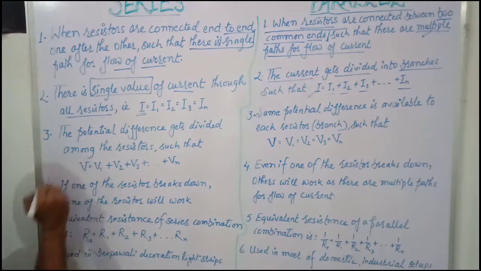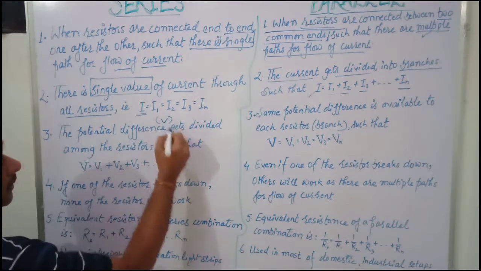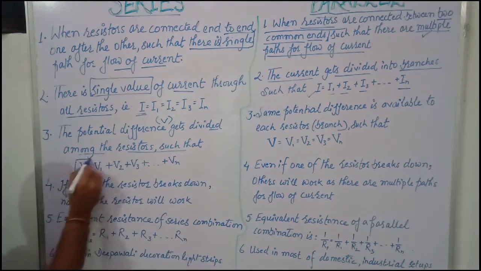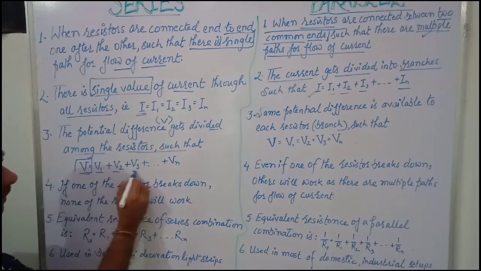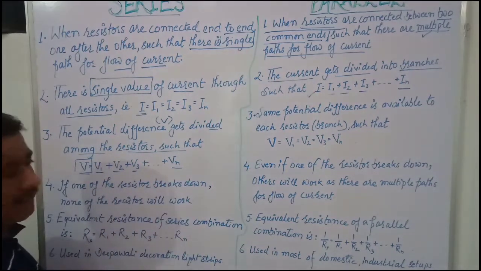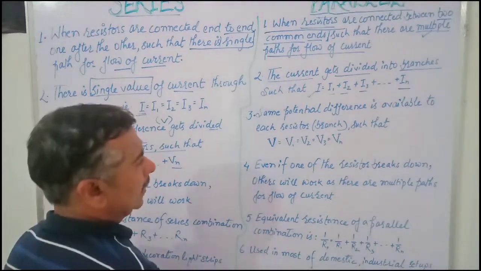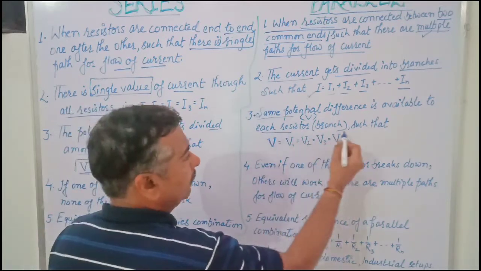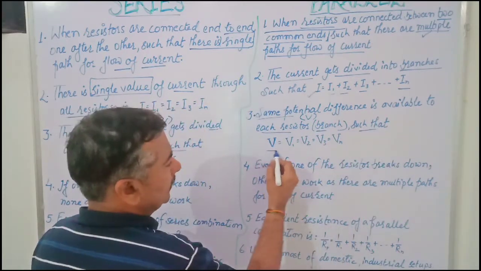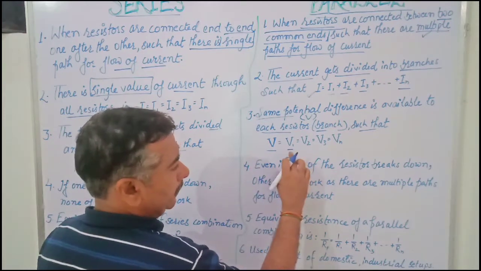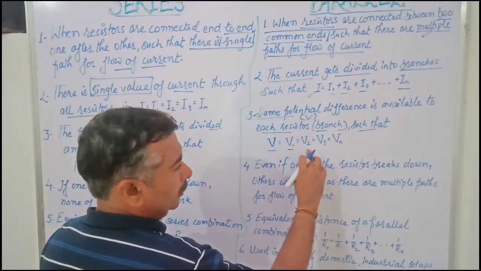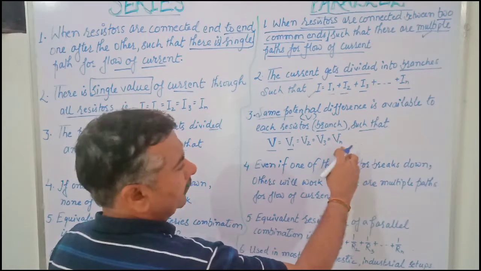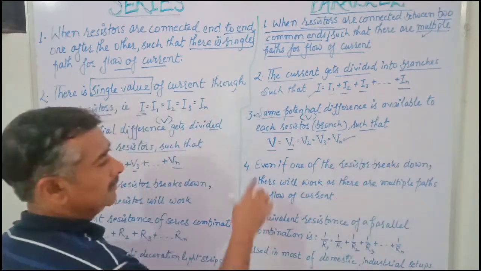The third point: in case of series, the potential difference, which is V, gets divided among the individual resistors, such that the total potential difference V is the sum of the potential drops across each individual resistor. Now in case of the parallel combination, the same potential difference, that is V, is available to each and every resistor, such that the total potential V is available to branch 1, which is V1, which is equal to V2, which is equal to V3, and if there are n number of resistors or branches, each branch or resistor will have the same amount of potential difference, that is V.